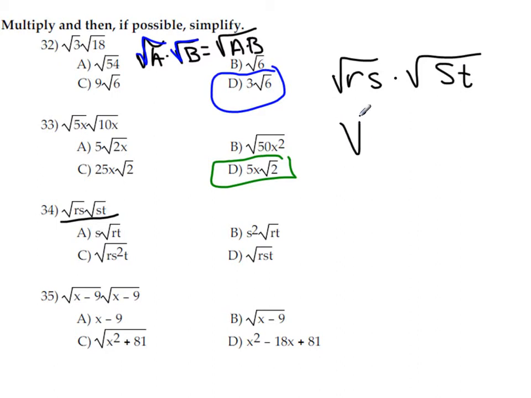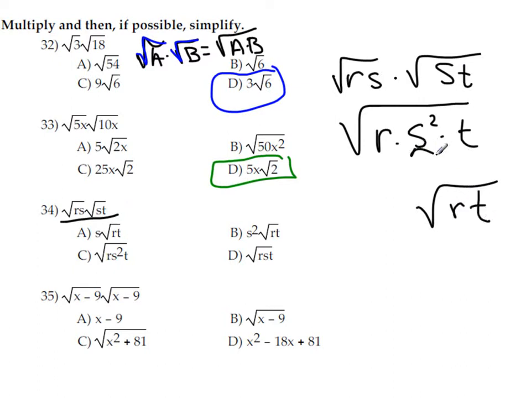So we'll multiply them together, all under one radical. We have r times s squared, and times t. Now r doesn't have a buddy, so he's stuck under the radical. t doesn't have a buddy, he's stuck under the radical. But s has a buddy, so he gets to leave. So our answer is s square root rt, which is choice A.